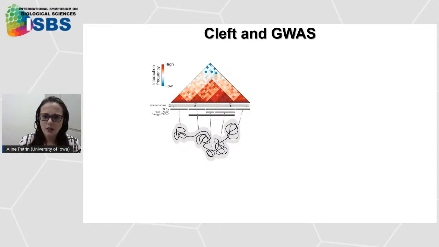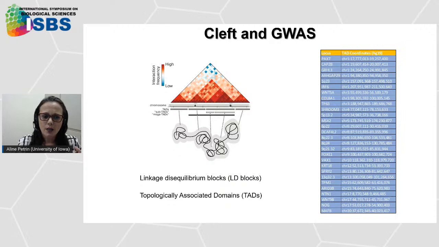And in addition to linkage disequilibrium blocks, because our chromosomes are not linear structures, right? The DNA has a 3D conformation. We end up generating what we call topological associated domains, which are regions where the DNA physically interacts more often than with other, more distant regions due to this conformation. So, using this information, we studied a series of regions that have cleft associated SNPs, and we came up with cleft associated topological associated domains.